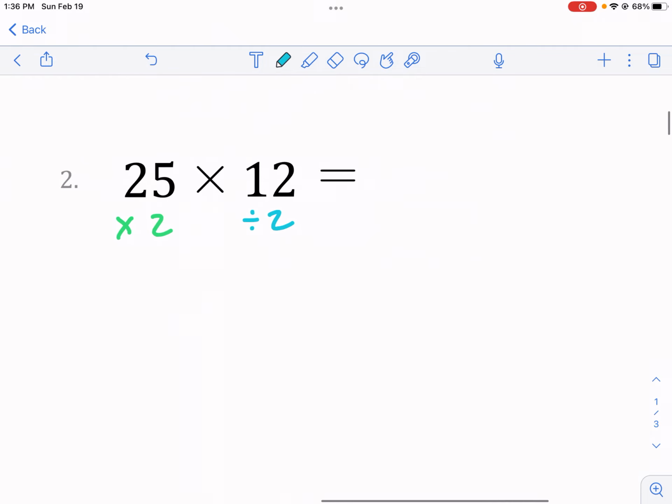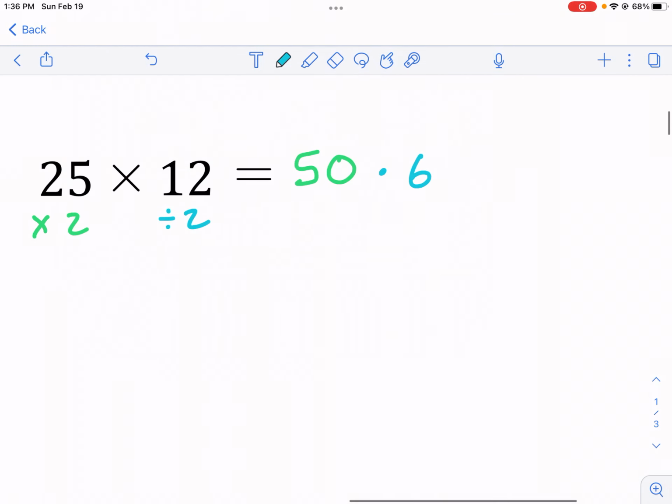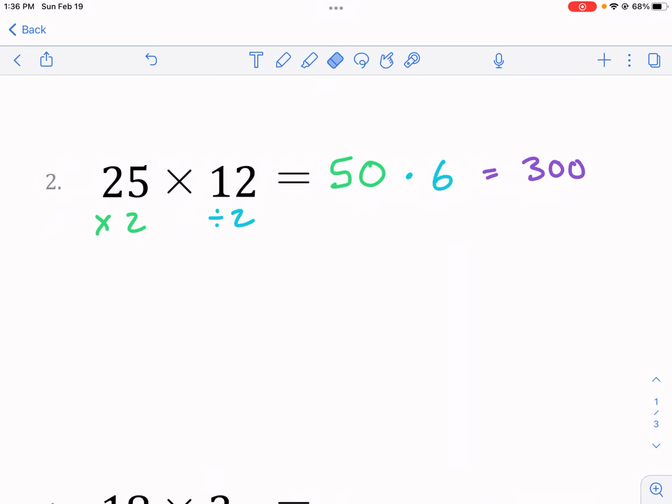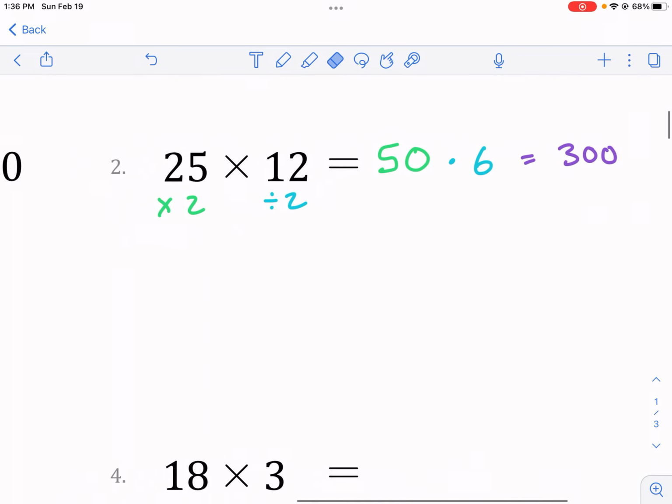So when we multiply the 25 times 2, and again, I didn't divide it by 2 because I would have gotten 12.5. But if I multiply by 2, I get 50, and if I divide 12 by 2, I get 6. So now my problem is 50 times 6. And that's actually pretty simple because we can just do the 5 times the 6, and that's 30, and then just add on that 0. Place that 0 on the end, okay? So that's going to be our answer when we have 25 times 12. A little bit easier than doing 25 times 12 is 50 times 6.